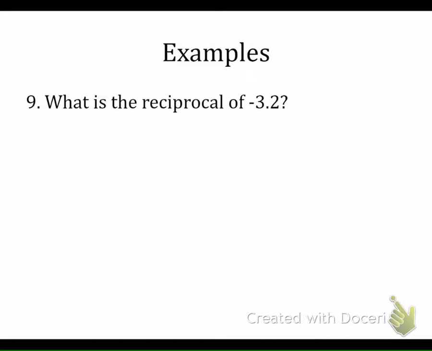All right, the next one, what's the reciprocal of -3.2? So we don't even have a fraction here. So there's a couple ways you can approach this. I'll make it a mixed number first just to show people that. So if I have a -3 before the decimal, that's the whole number. And then I know this is the tenths place.